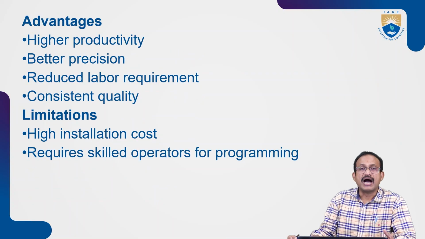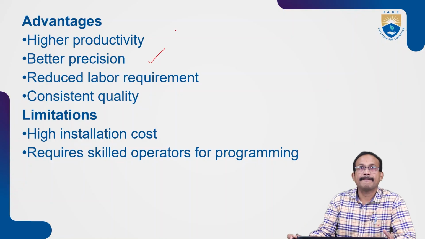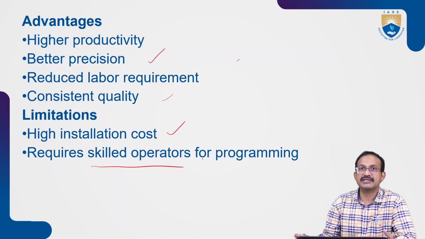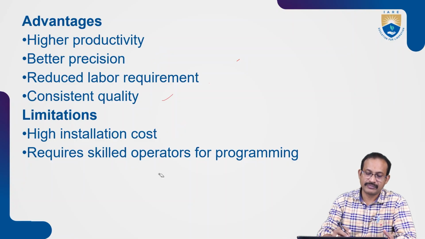Next, advantages: higher productivity, better precision, reduced labor requirement, consistent quality. These are the chief advantages of machine level automation. Then what are the limitations? High installation cost, and it requires skilled operators for programming. Since it is a machine level, we need to drive the system with programs.